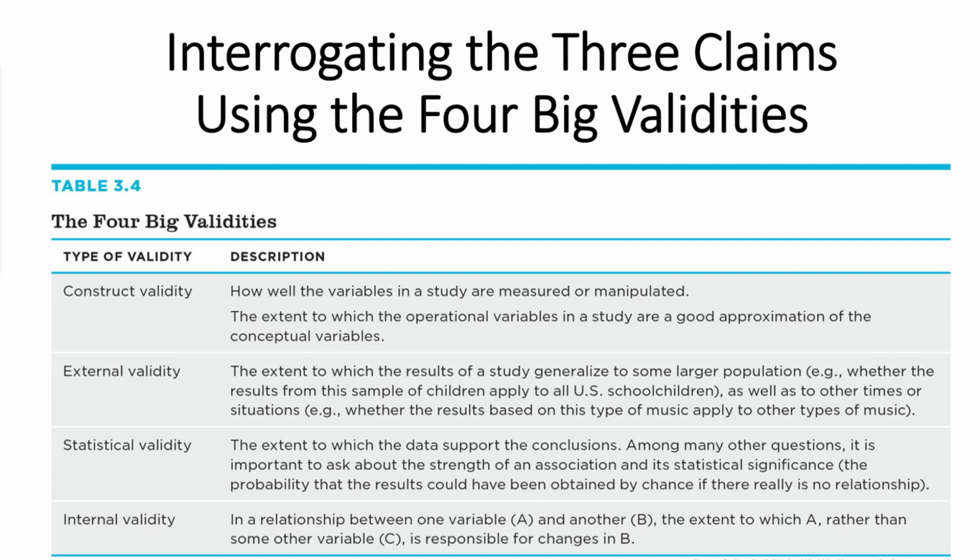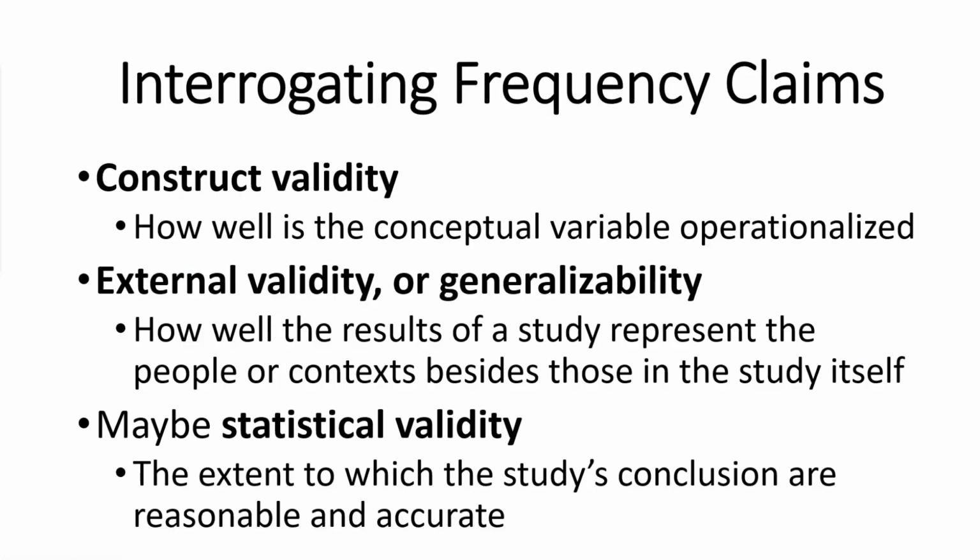And so we're going to go through each of these types of validities and how they relate to being critical about our three types of claims. So if we want to critically evaluate or interrogate a frequency claim, we're going to consider mostly looking at the construct validity and our external validity. Maybe we care about the statistical validity, but a little bit less so.